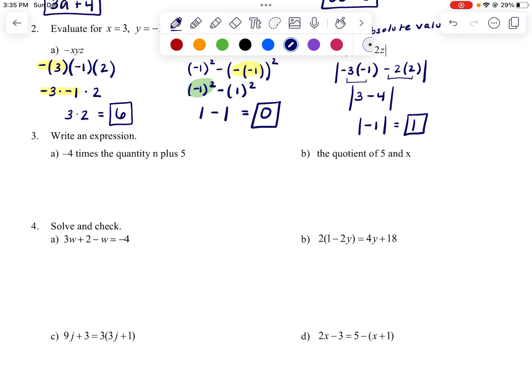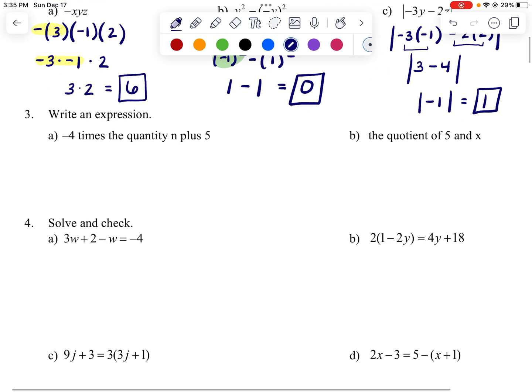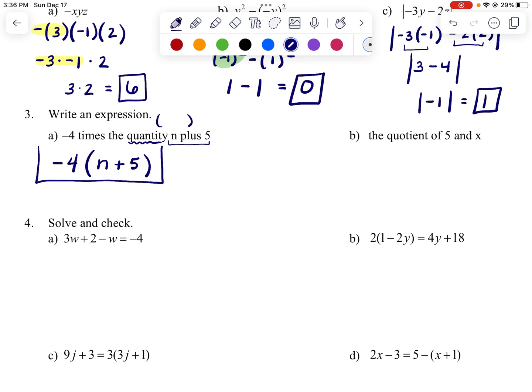Number 3 is asking us to take word problems and write them into expressions. So -4 times the quantity, whenever you see the quantity, you want to put it in parentheses, of n plus 5. So we're going to write the quantity of n plus 5. So this is -4 times the quantity of n plus 5.